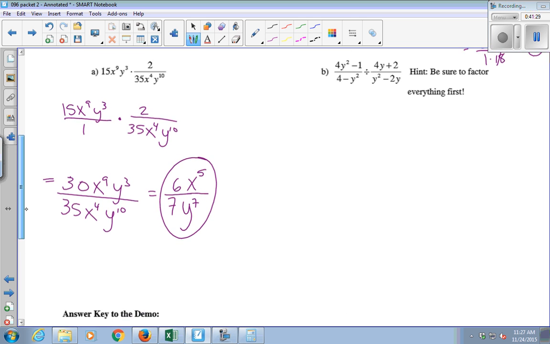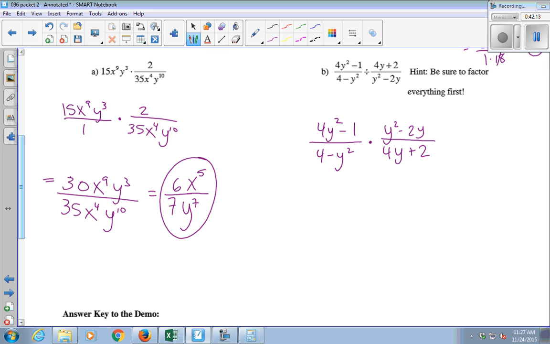All right, last one, and then you can do some practice. So this time I've got two fractions and I'm dividing them, so I have to use my flip and multiply rule. So I have 4y squared minus 1 over 4 minus y squared, and then I'm going to multiply by the flip of my second fraction: y squared minus 2y over 4y plus 2. Okay. Now, before I start trying to multiply things, I think I'm going to factor everything as much as I can. That way I can do some canceling before I multiply. It will make my life easier to do that.